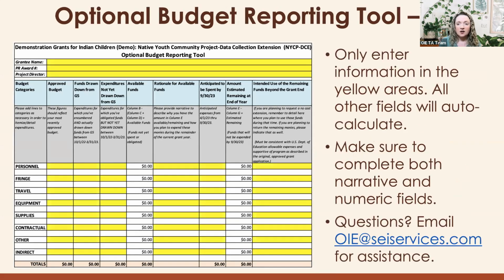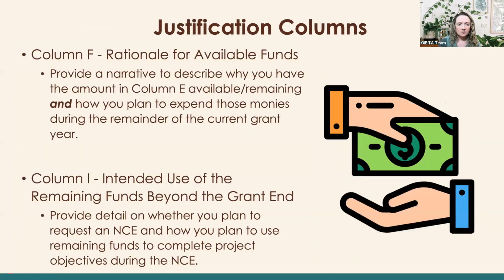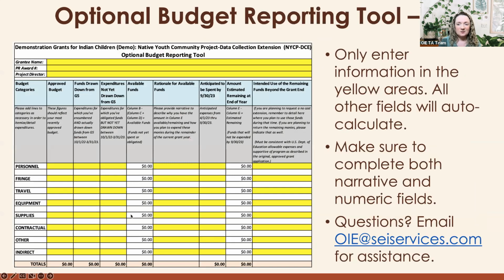As we're looking at that form, you are only typing in the areas that are yellow. These other two columns will calculate for you. Now, the budget reporting tool is not like when you do a budget revision. With a budget revision, you're entering each line item expenditure. With the budget tool, when you're just doing your APR budget reporting, you're just reporting by budget category. So you're reporting personnel as a whole, fringe as a whole, each of these pieces as a whole. So you do not have to enter your line item expenditures.